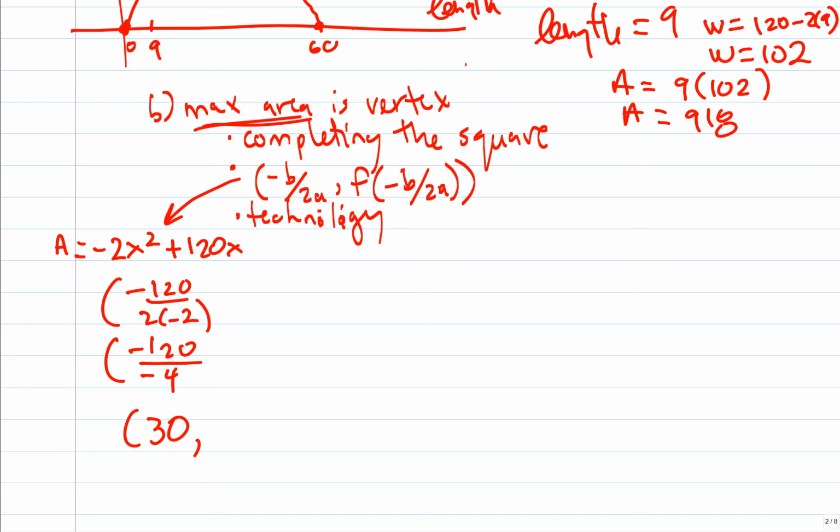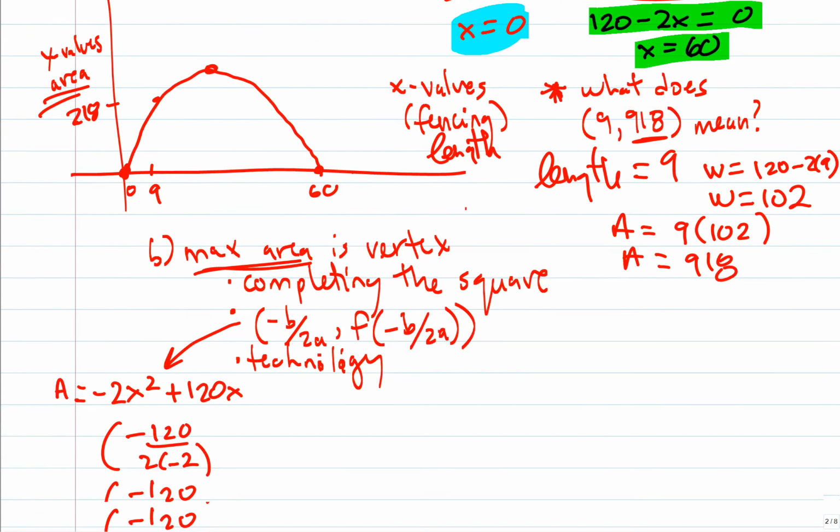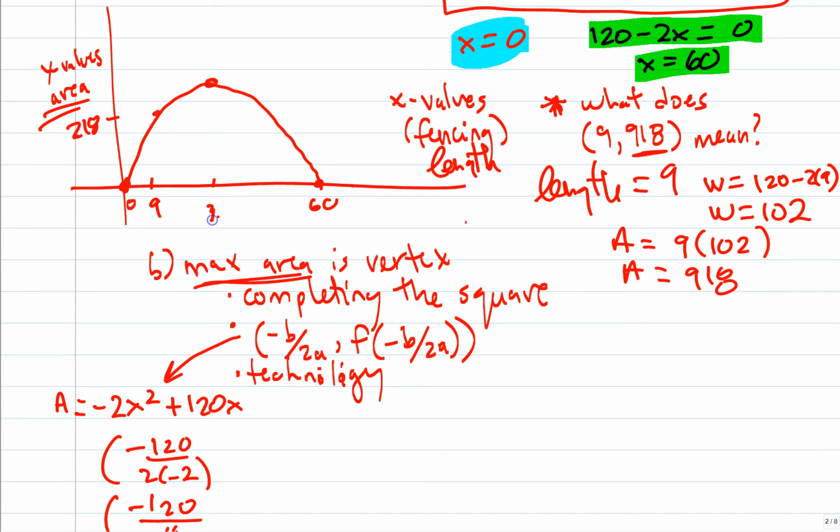Before we do this by completing the square, I want to make sure that this makes sense, that the vertex would be at 30. Why does that make sense? Well, the vertex should be in the middle of the x-intercepts. You should have done that in the previous lesson. The idea is that the vertex is always, because of symmetry, right in the middle. So if this is 0 and this is 60, the vertex would be at 30.